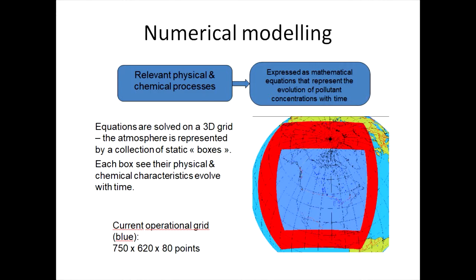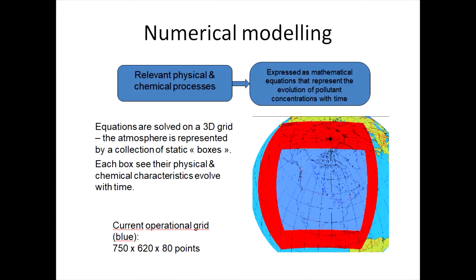Our current operational system is illustrated here. It's covering all of North America in blue. I know the image is not very clear, but it's from Texas essentially to Greenland, and the surface resolution is 10 kilometers.